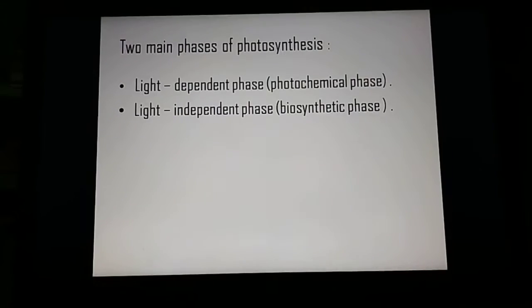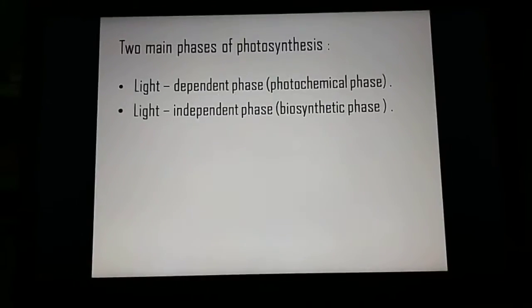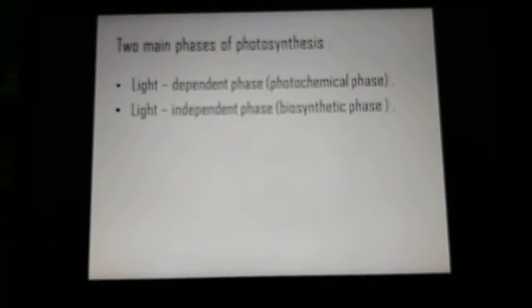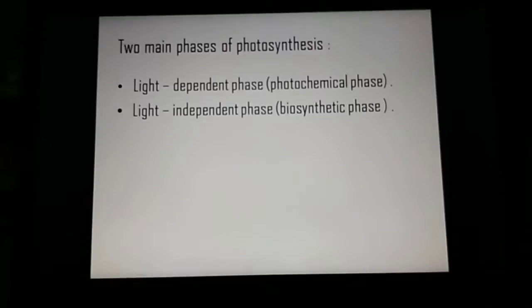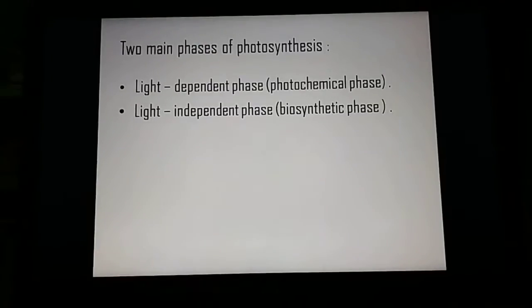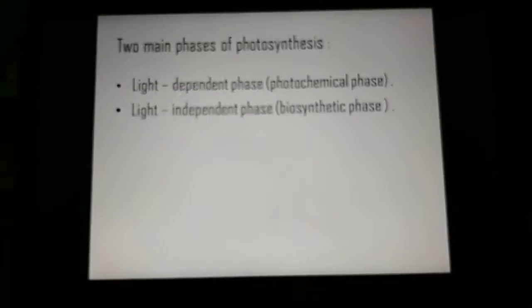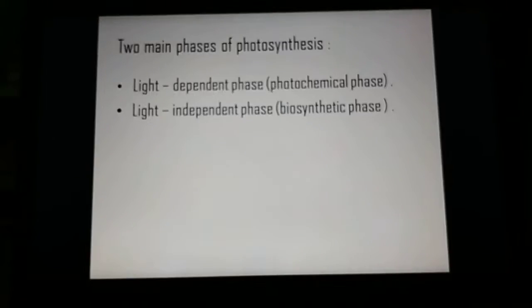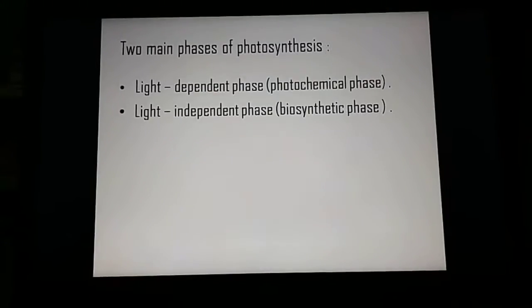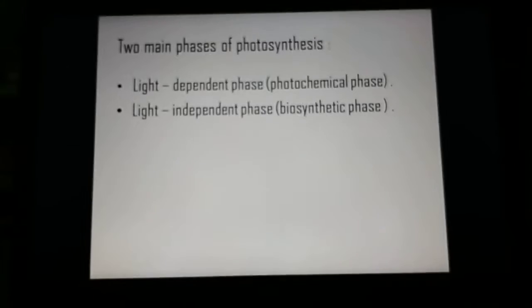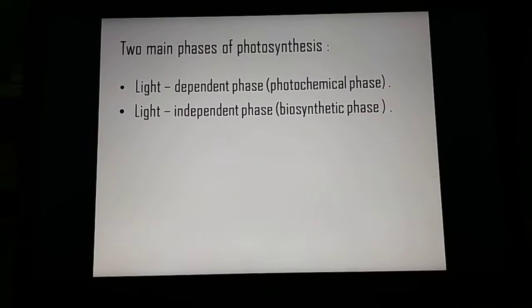Now there are two main phases of photosynthesis. First is the light dependent phase, that is also known as the photochemical phase. In this phase, light plays the key role. A series of chemical reactions occur in very quick succession, initiated by light, and therefore the phase is called the photochemical phase. The light reaction takes place in thylakoids of the chloroplast.